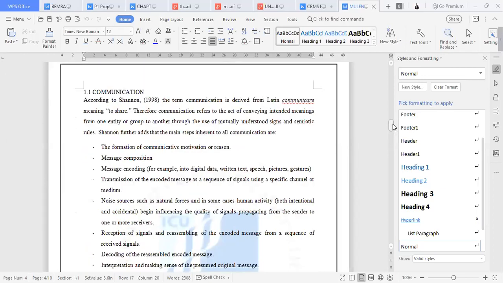According to Shannon, 1998, the term communication is derived from the Latin communicare, whatever you are stating there, you explain. Therefore, communication refers to the act of conveying intended meaning from one entity or group to the other, whatever that stuff. So, after you state a definition, after you define, you even cite.